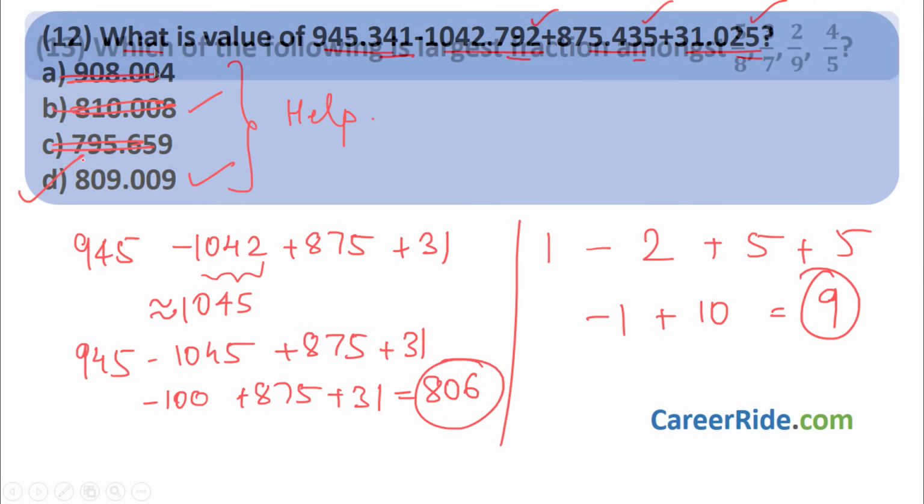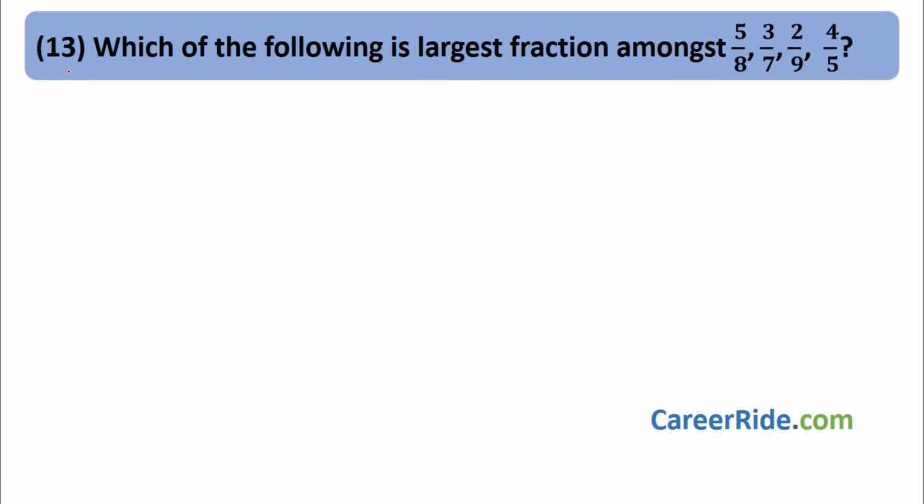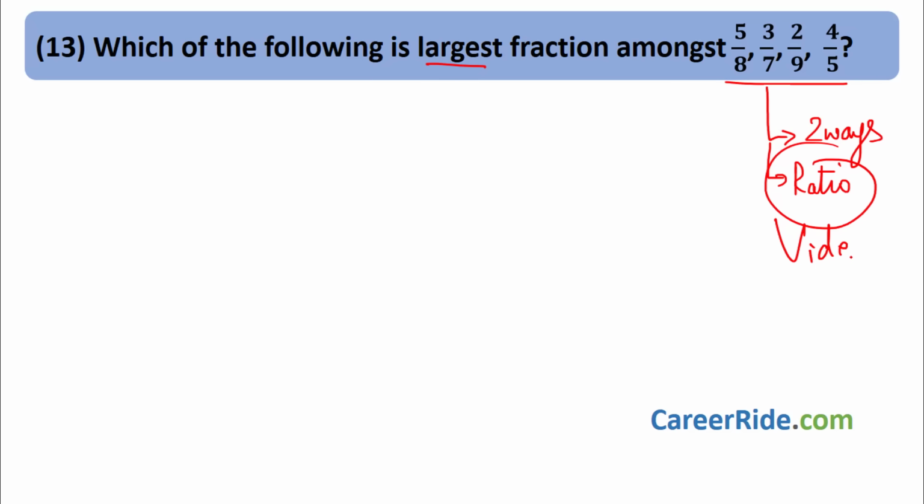Okay, moving on. Question number 13. Which of the following is the largest fraction amongst 5 by 8, 3 by 7, 2 by 9 and 4 by 5? Now here fractions are given. Always remember there are two ways to solve fractions whenever we have to compare, like finding the largest or the smallest or the middle fraction. The first way we have already learnt in ratio and proportion. We'll see that way again over here, but please check out the video related to ratio and proportion.